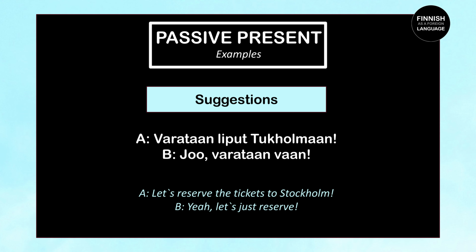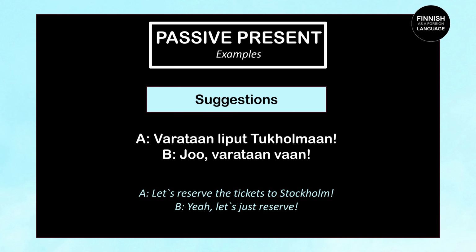So let's take a closer look at what A is saying. Varataan is the passive present of the verb varata, which means to reserve or to book. Liput means the tickets, it's the T plural, and we use it here because we're talking about specific tickets. So we are not talking about all the tickets, but specific tickets. And Tukholmaan is the illative case of Tukholma, which means Stockholm in Finnish.